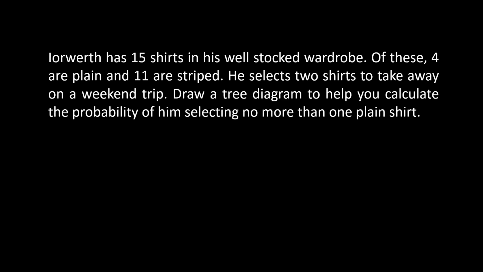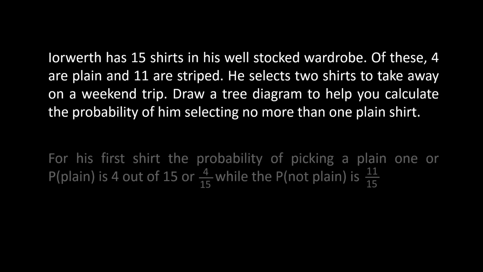Okay, so there's Iorwerth with his 15 shirts, 4 are plain, 11 striped. He selects 2 shirts to take away. Draw a tree diagram to help you calculate the probability of him selecting no more than 1 plain shirt. So no more than 1 plain shirt, what does that mean? That means he can take 1 plain shirt, or he could take no plain shirts, but he can't take 2 plain shirts. We want the probability of him having no more than 1. So it's 1 or less. 1 or fewer, I should say, shouldn't I?